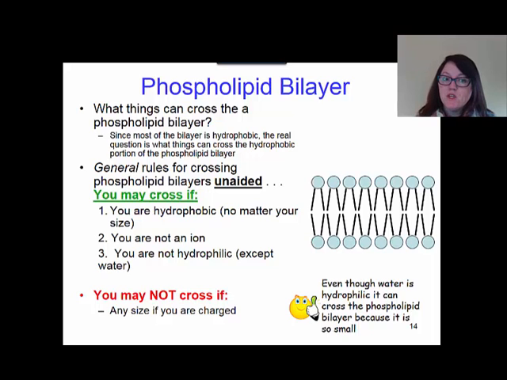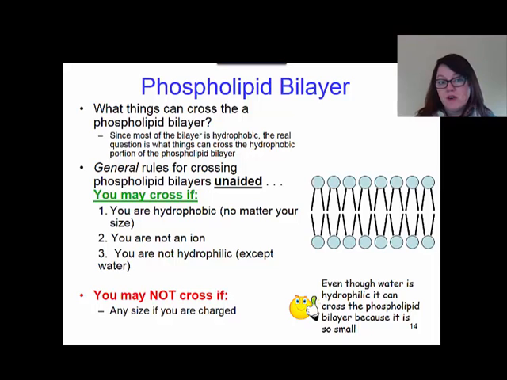Number 1, you can cross if you are hydrophobic, no matter what your size is. And that's because you are basically made of the same stuff as the phospholipid bilayer. Number 2, you can cross just as long as you're not an ion. Right? Ions, no matter how big or how small, carry charge. And they're very hydrophilic, and they can't cross the hydrophobic portion of the phospholipid bilayer.